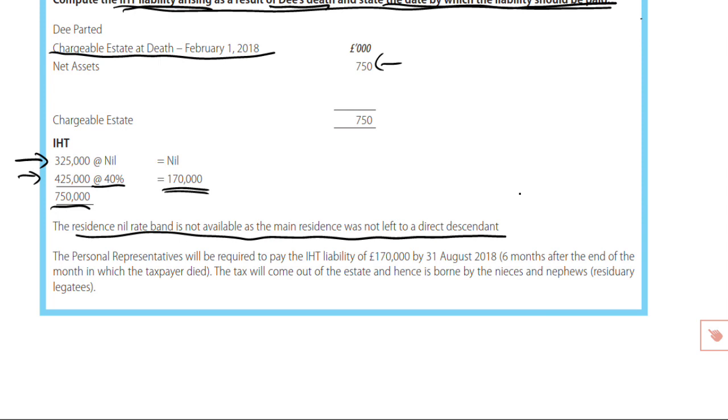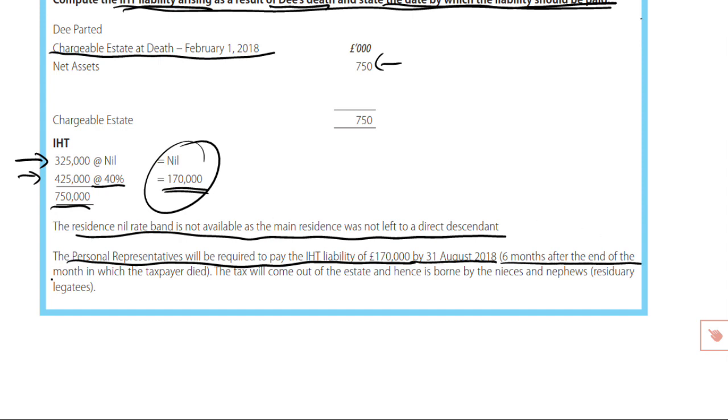What we do need to know, who pays it? The personal representatives will be required to pay the liability, here £170,000, by the 31st of August 2018, i.e. 6 months after the end of the month in which the taxpayer died. The tax will come out of the estate and hence is borne by the nieces and nephews, the so-called here residuary legatees.